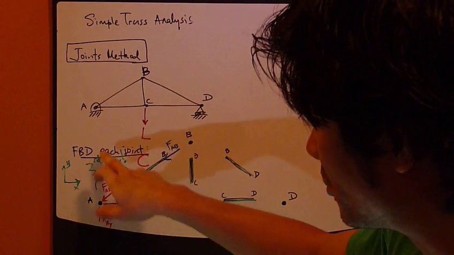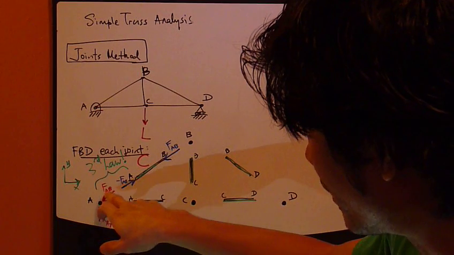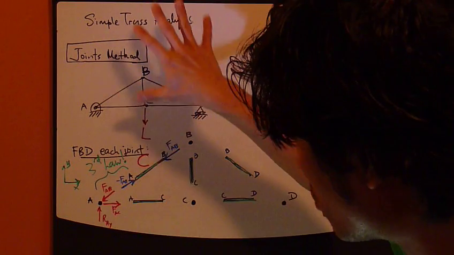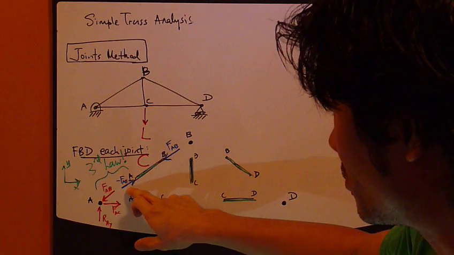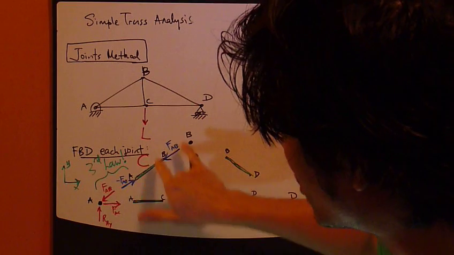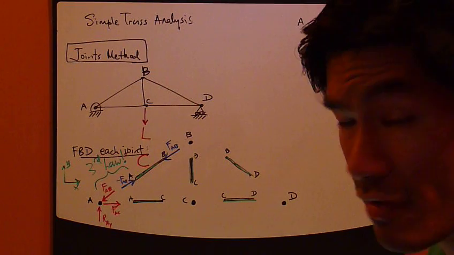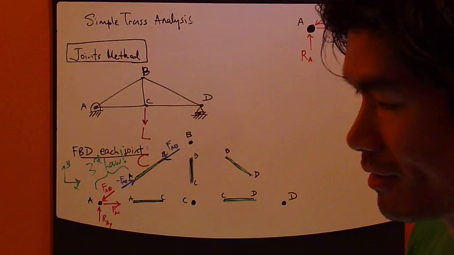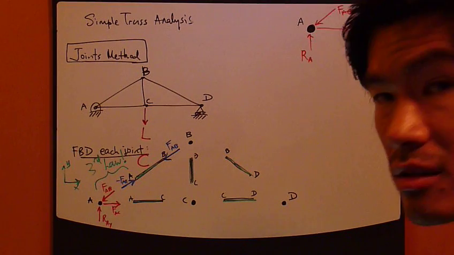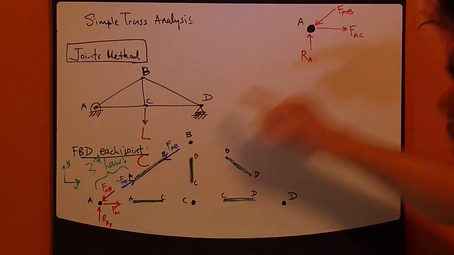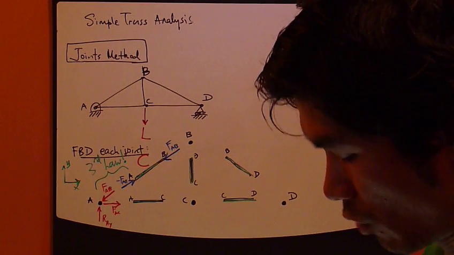So by using the third law, we figure out the direction of this one. And then by knowing that this is a two-force rigid body, you know the direction of this one. So look at this picture right here. That's how to figure out whether a force is a compressive or tensile force. So FAB is a compression force.